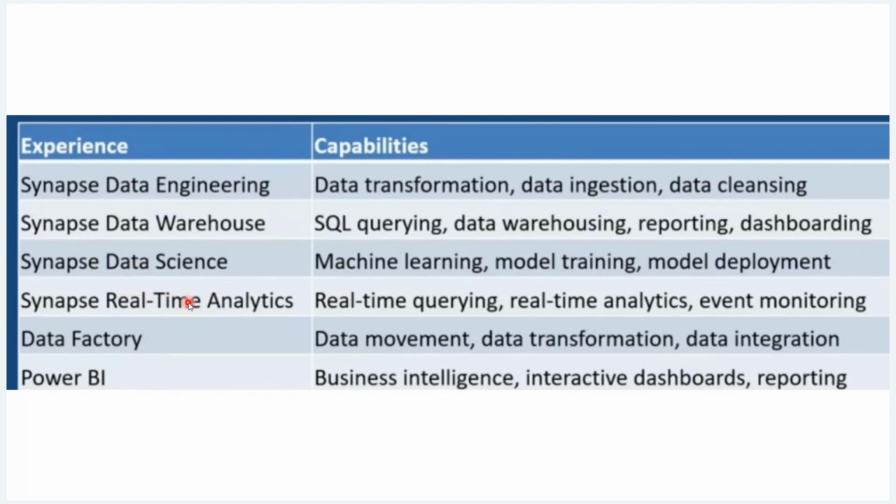And RTA, which nowadays is called RTI, Real-Time Intelligence, not Real-Time Analytics, is used to query real-time data and to monitor the real-time movement of the data. Data Factory is used for data movement: if you want to ingest data from different external sources into Fabric, you can use Data Factory. You can use pipelines and dataflows here to move, transform, integrate and ingest the data. And Power BI can be used for creating reports and dashboards, so we can create meaningful insights with the help of Power BI.